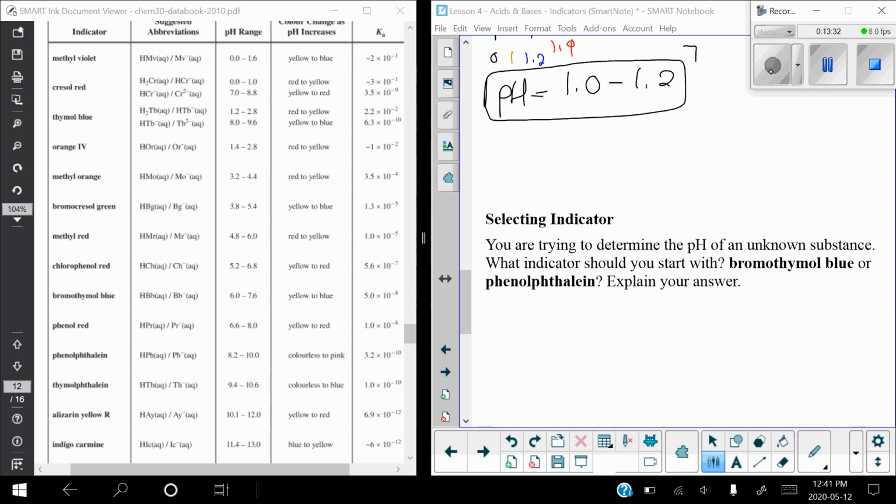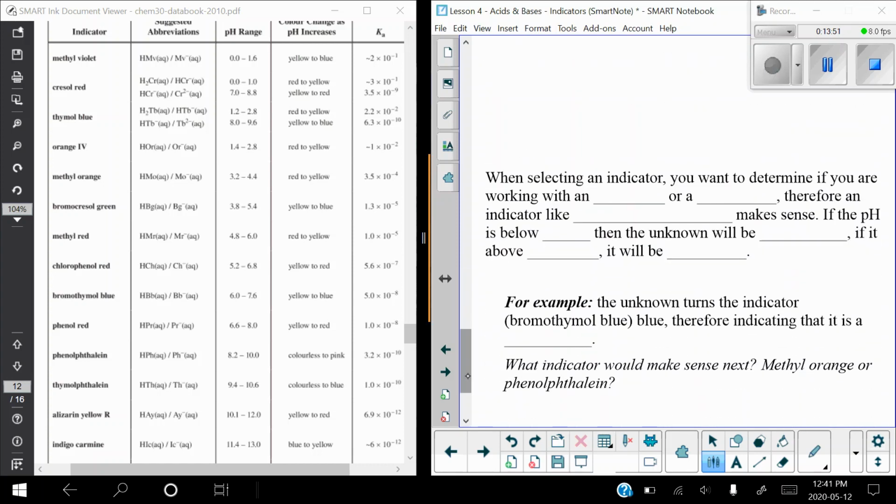All right, last little section here is selecting an indicator. You are trying to determine the pH of an unknown substance. Which indicator would you start with, bromothymol blue or phenolphthalein? Take a moment here to put in your answer, hypothesize, and when you're ready, you can unpause. So when selecting an indicator, you want to determine if you are working with an acid or a base. The first thing you want to do is determine if it's an acid or a base.